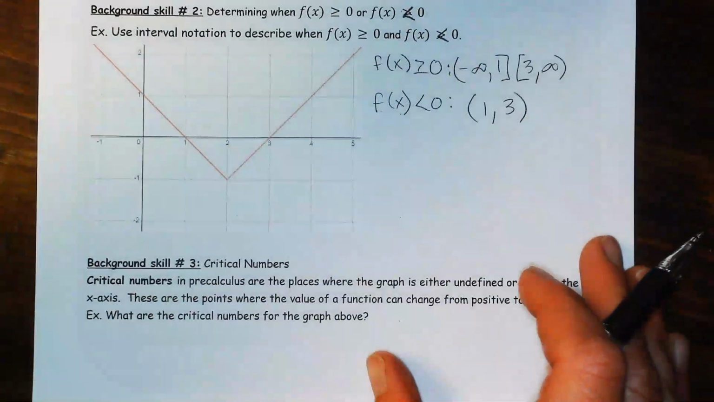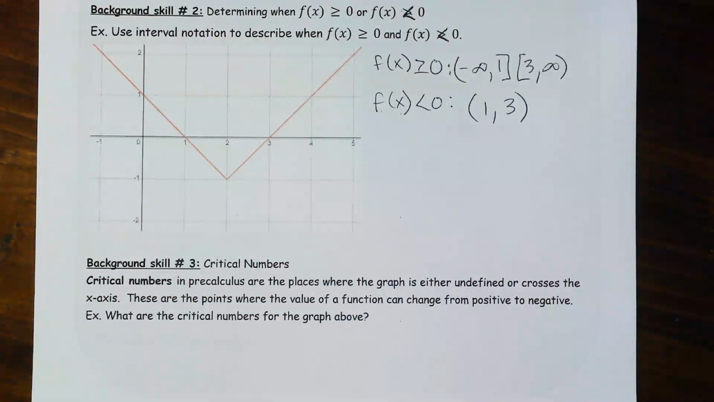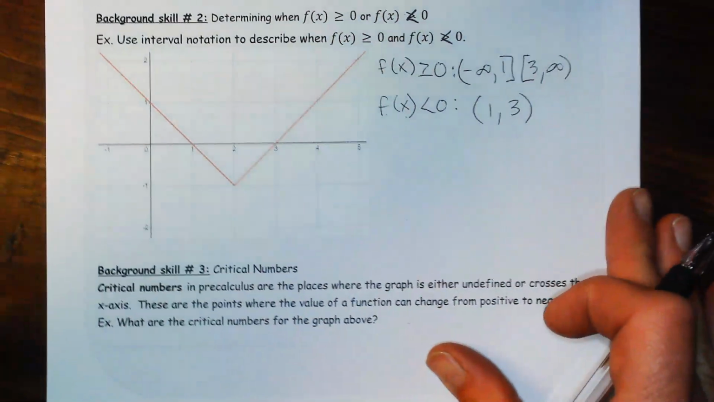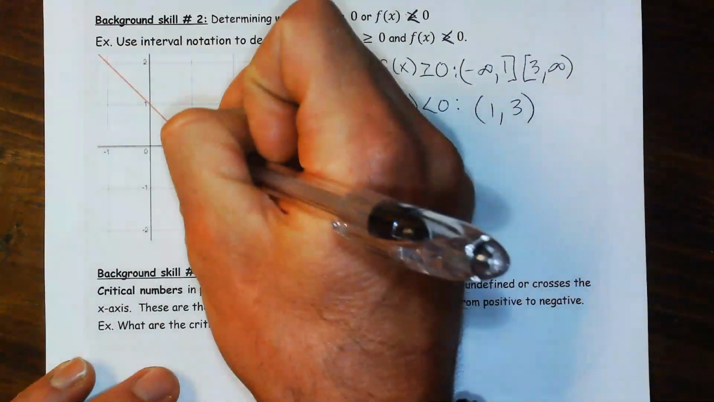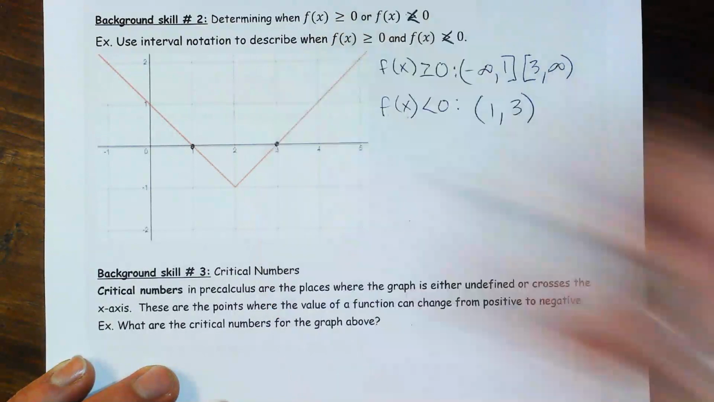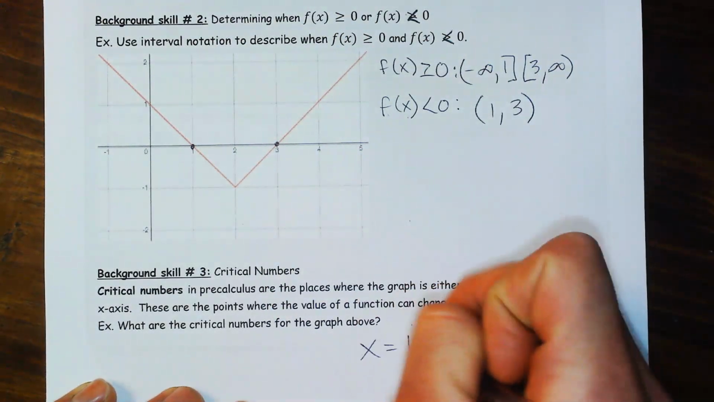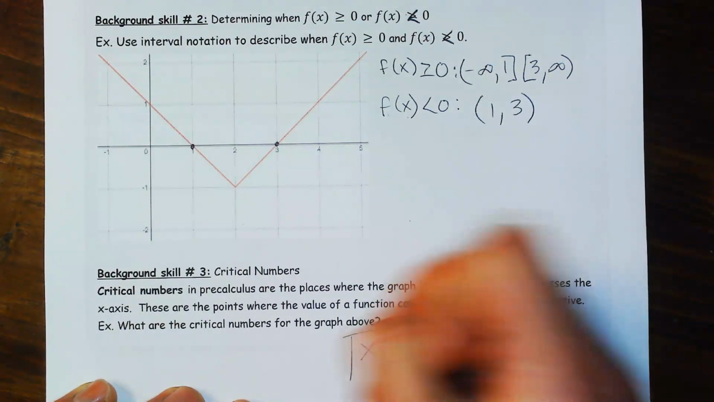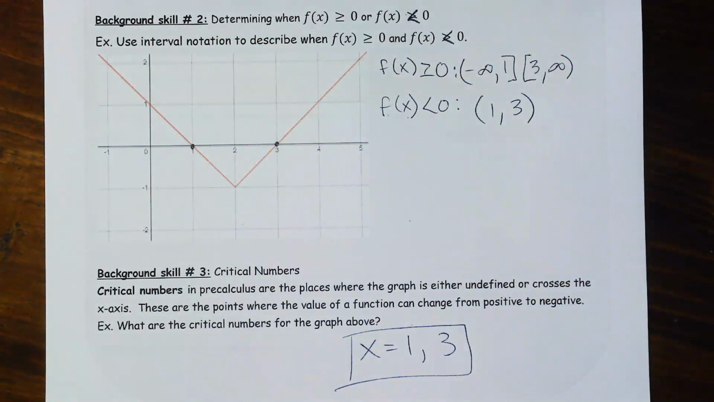So just introducing a little bit of new vocab here. Critical numbers, at least as far as we're concerned in pre-calculus, are where a graph is undefined or crosses the x-axis. These are where the value of the function can change from positive to negative. So they're interesting spots for us from that perspective. So what are the critical values from the graph above? Hopefully you can identify those. Where do we cross the x-axis? That would be x equals 1, 3. Those would be my 2 x values where I have that.